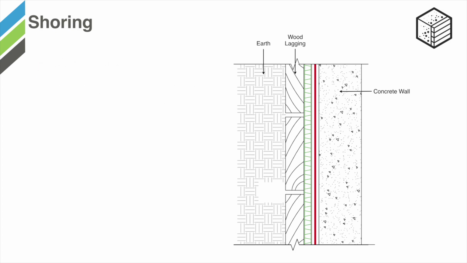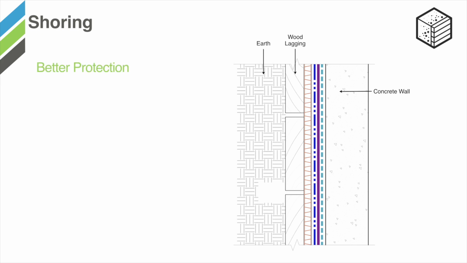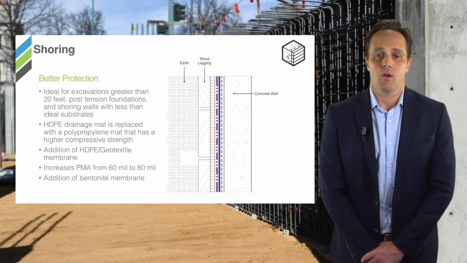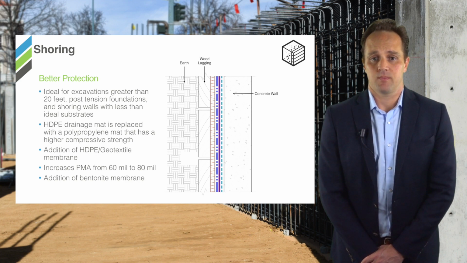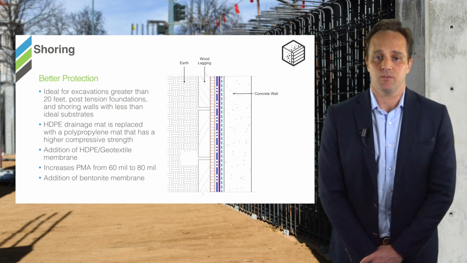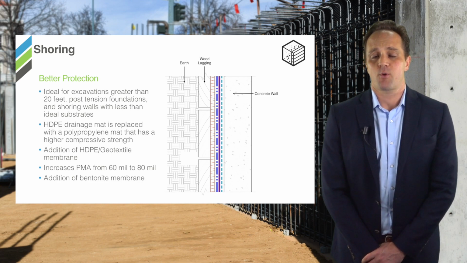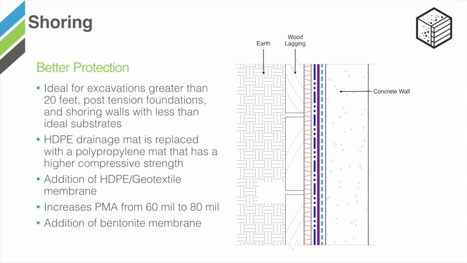When project conditions require it, better protection can be achieved in a number of different ways. Better protection may be required when excavations are deeper, post-tension foundations are used, or shoring walls have less than ideal substrates. The upgrade occurs in a number of different ways. One, the drainage course is swapped out for one that has higher compressive strength. Next, a base sheet is applied to provide a uniform substrate for an 80 mil application of polymer modified asphalt.